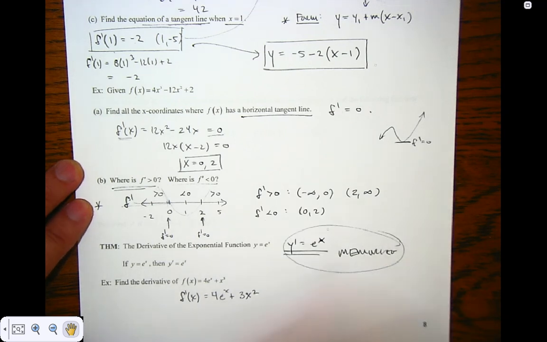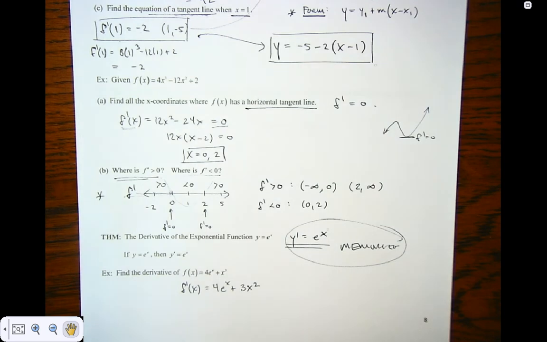Memorize that the derivative of e to the x is e to the x. You're good to go. Hopefully you're feeling better about all this, and we'll move on to the next one soon.